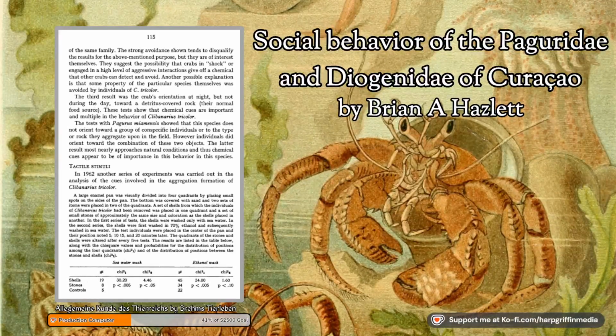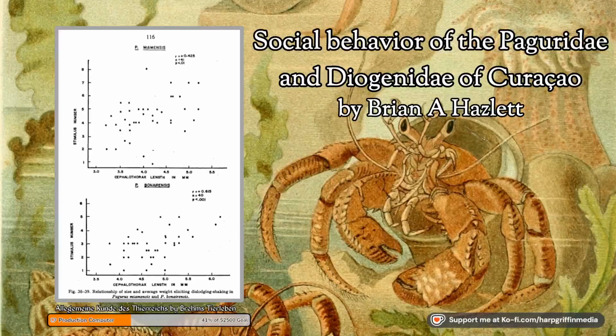The test individuals were placed in the center of the pan and their position noted 5, 10, 15, and 20 minutes later. The quadrants of the stones and shells were altered after every 5 tests. The results are listed in the table below, along with the chi-square values and probabilities for the distribution of positions among the 4 quadrants, chi-squared 1, and of the distribution of positions between the stones and shells, chi-squared 2.